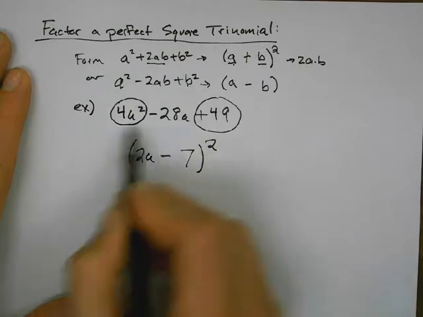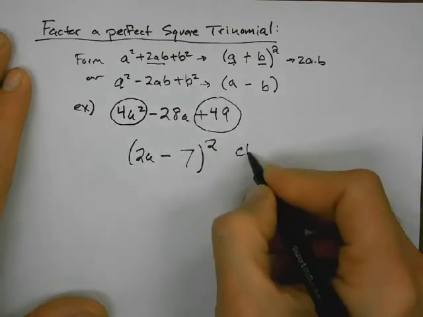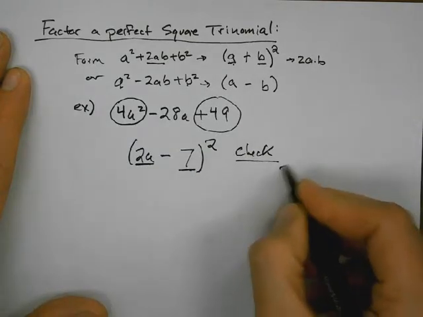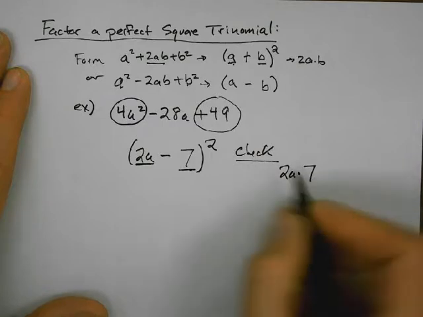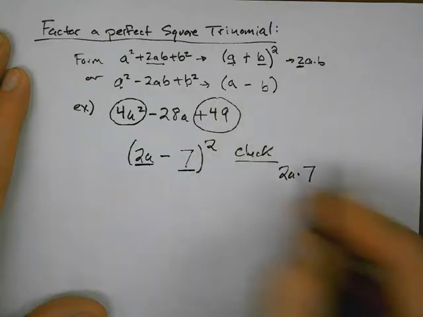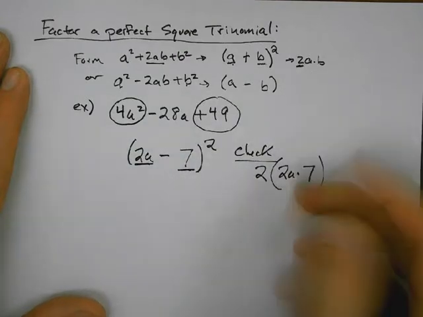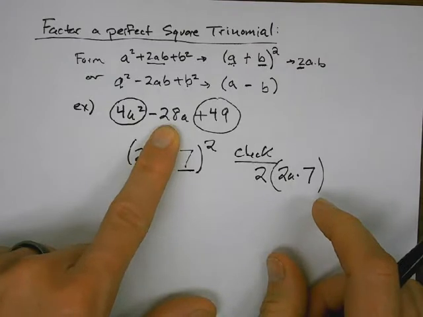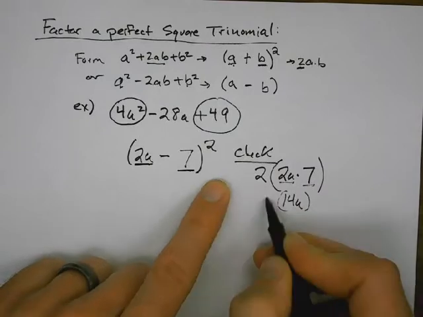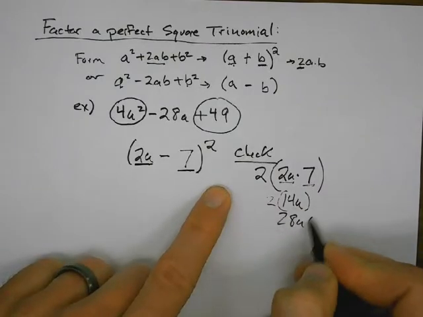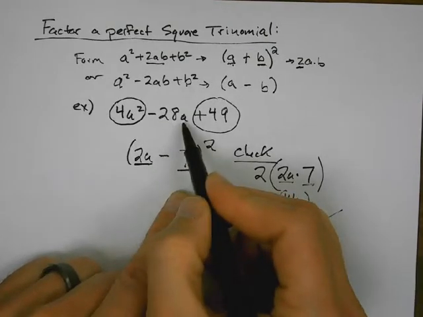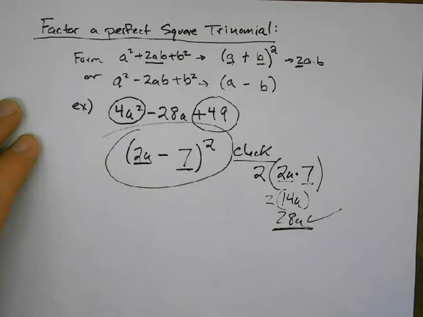And now it should just be that squared, but I want to check: what do I get if I multiply this one and this one together? So I'm going to do 2u multiplied by 7. But remember, not only do I have to multiply those together, I want to double it. If I double it, I better get negative 28u. So 2u times 7 is 14u, and if I double it, there's my 28u. So it works. You have to make sure that this term and this term match. Okay, so this is factored.